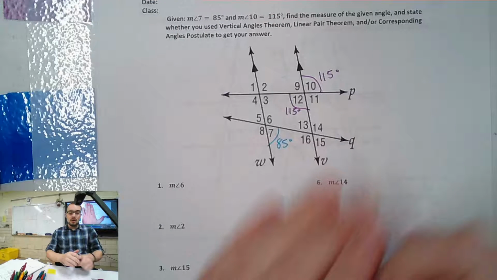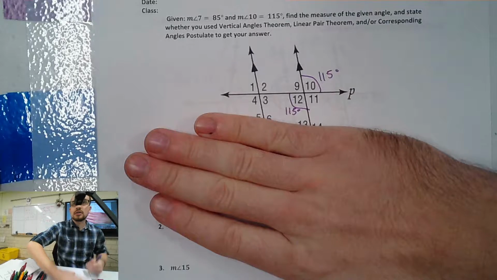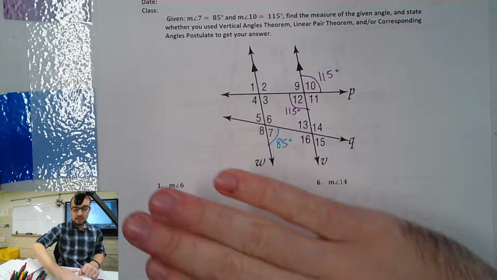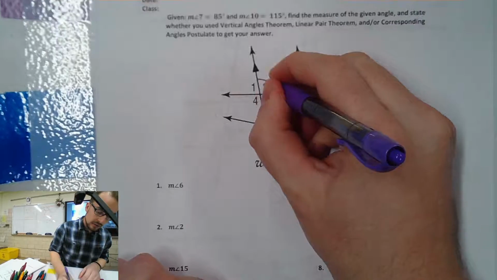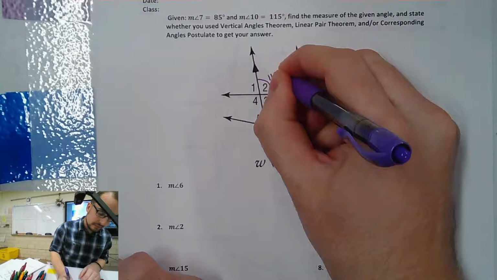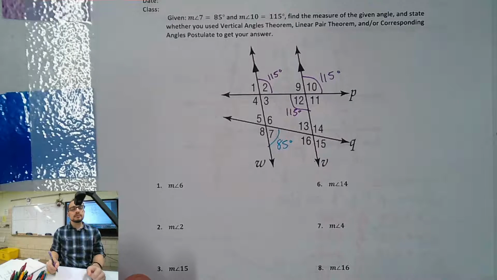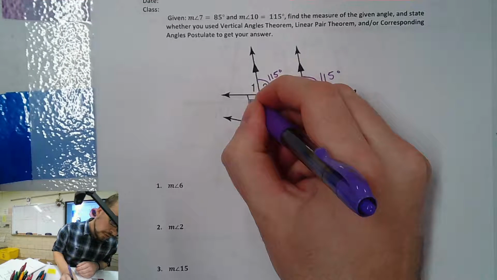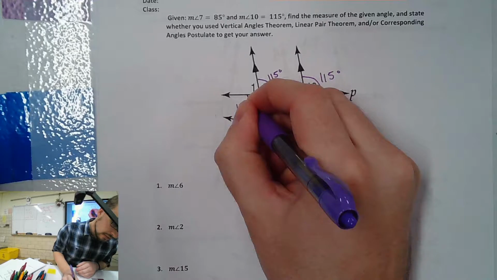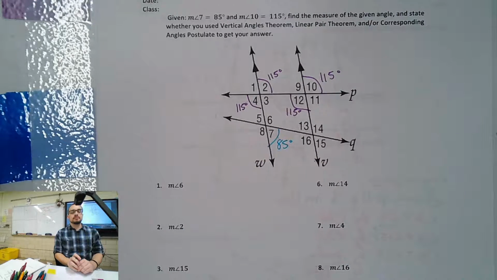What about 10 and 2? 10 and 2. Two parallel lines cut by a transversal, right? So they are going to be congruent. So I know that by corresponding angles postulate, right? And then I know 2 and 4 are the same by vertical angles theorem, right?